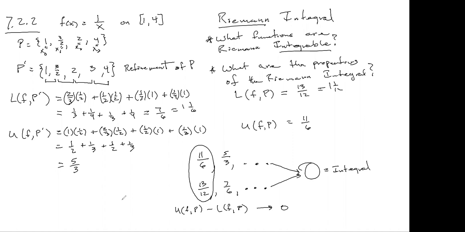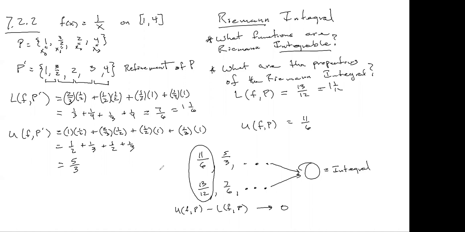All right, just to get you some practice with it, there's only 4 of you, so let me put you out in a group and you can share your screens. Part C of 7.2.2 asks you to find a partition so that the difference between the upper and the lower sums is less than 2/5. We're trying to get the differences between those to head to 0.